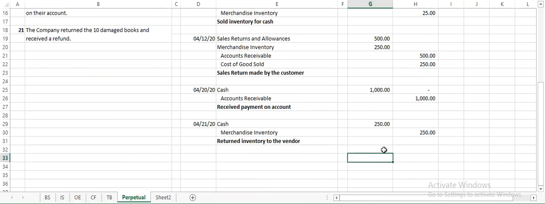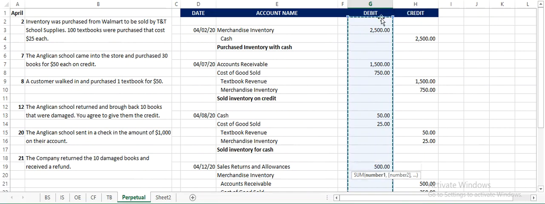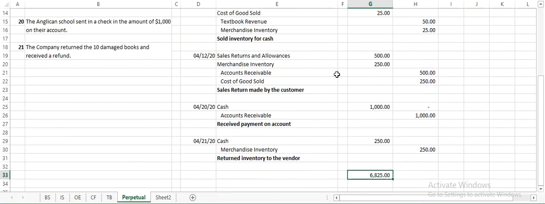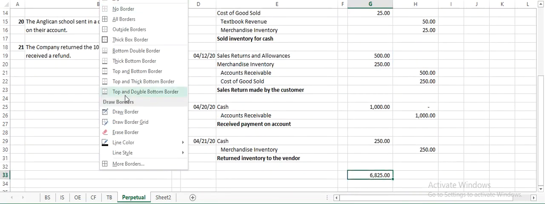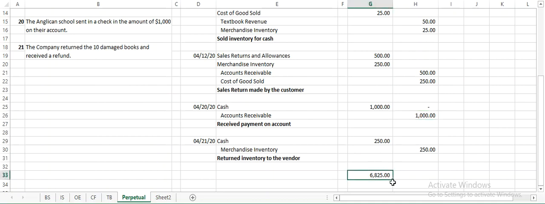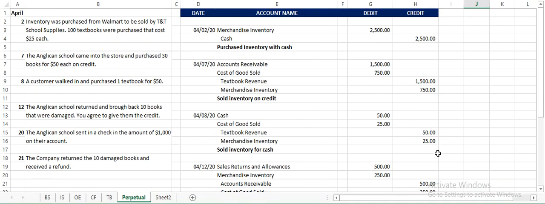As always, if we total up our debit side and our credit side, they should balance. And I'm going to use my famous double underline. And let's take that over. And they do balance. And so that gives me comfort in knowing that that's correct. But this is just a perfect example of the perpetual inventory system and how to work with it.